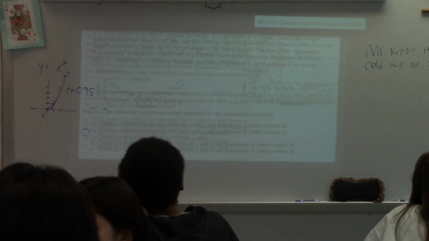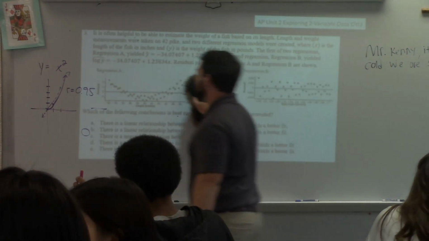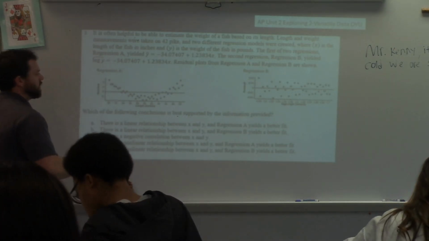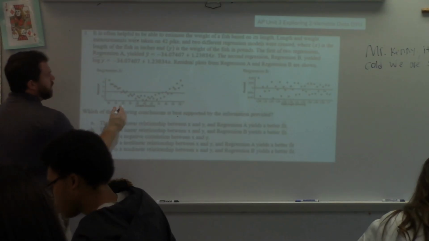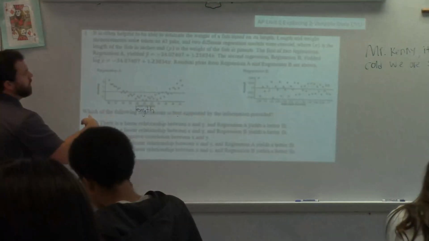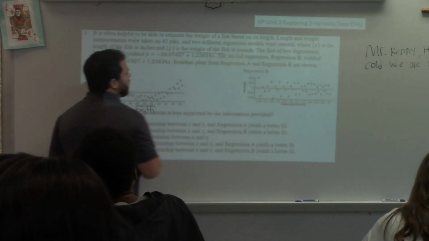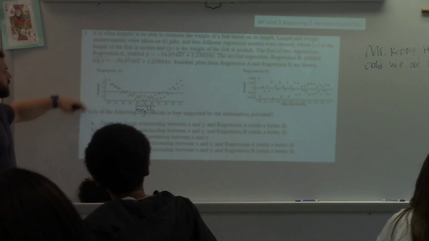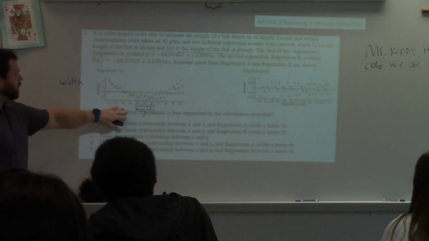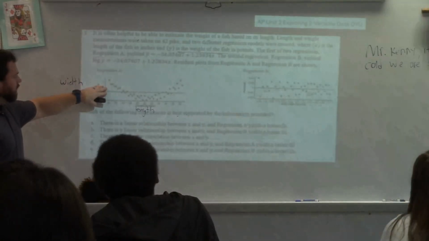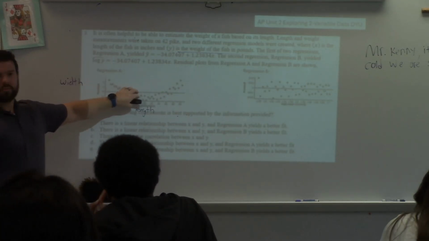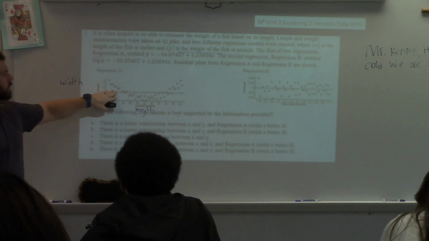All right. Number 3. Okay, I understand why a lot of us miss this one, so I want to break it down. I need you to pay attention to this. This is the residual plot when we have length as the input, the explanatory variable, and the weight is in pounds. So regression A is just length versus weight. If I look at that, was length versus weight a linear model? No, because there's a pattern.